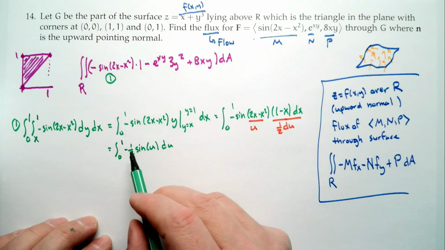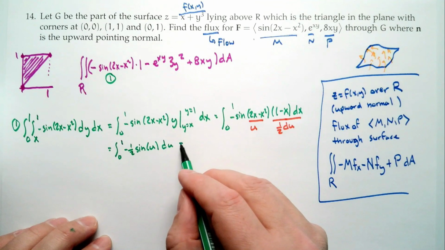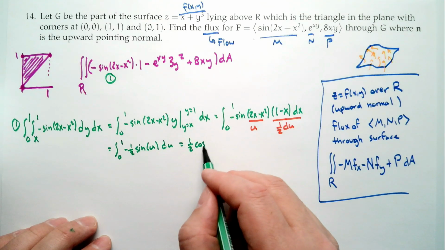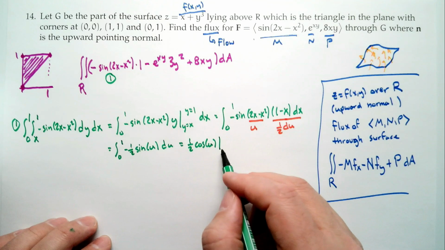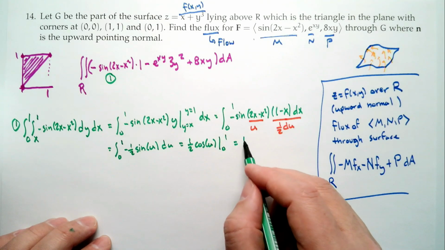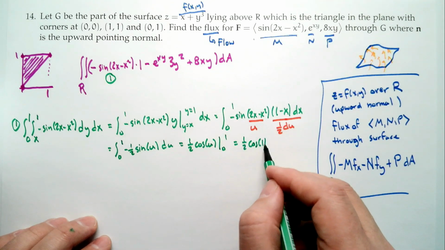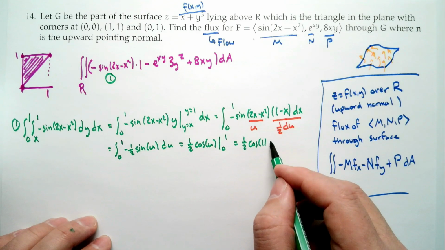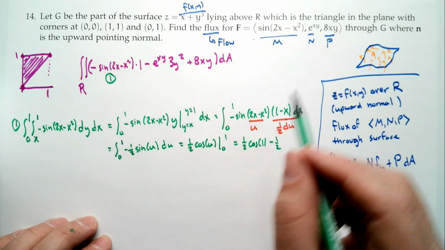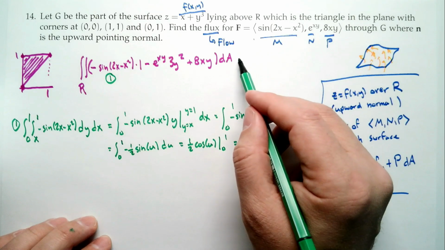So the integral of minus 1/2 sine of u is 1/2 cosine of u. Evaluate that from 0 to 1. So that's 1/2 cosine of 1, and then it's going to be minus 1/2. So that's the first piece.